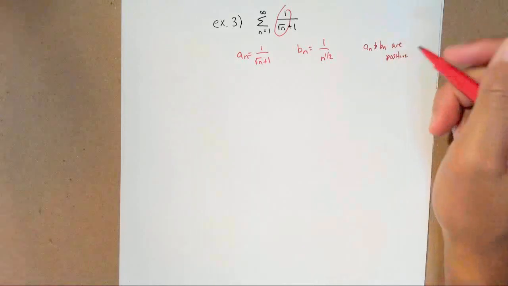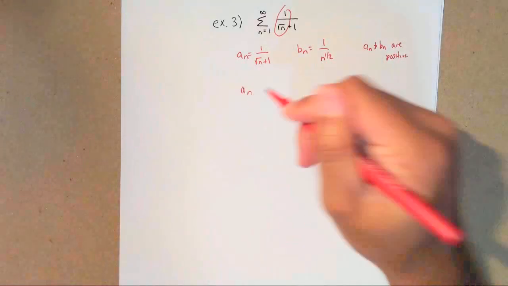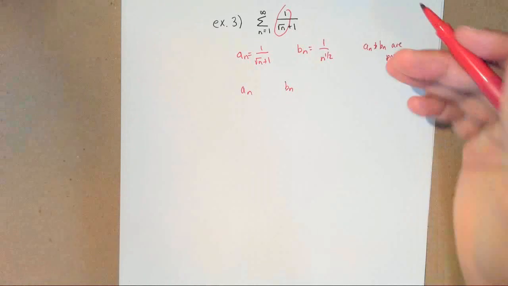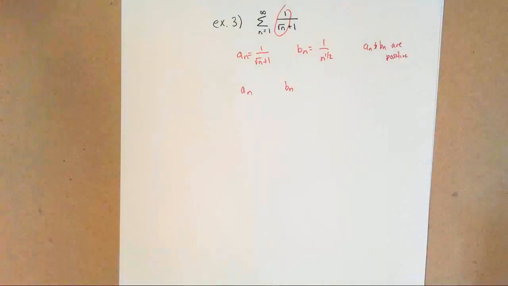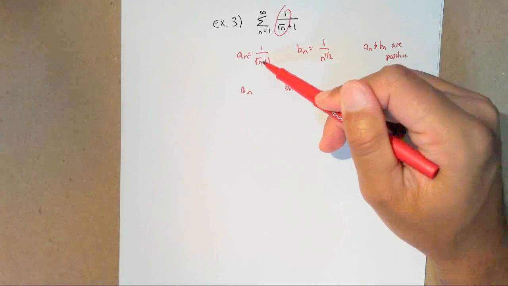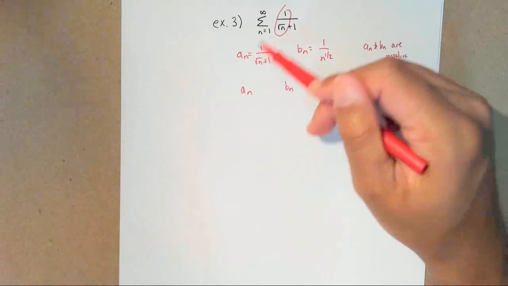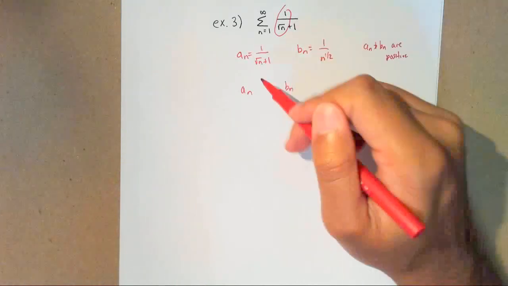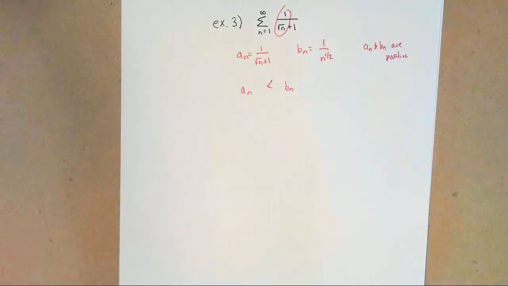The next thing is, well, what's happening with a of n and what's happening with b of n? Is a of n less than or b of n greater than? Remember how I told you, whenever there's a plus, that means that this denominator is going to be a little bit bigger, which means that this fraction is going to be smaller than this fraction. So a of n is going to be less than b of n. Now because of that, that's awesome, we're good.